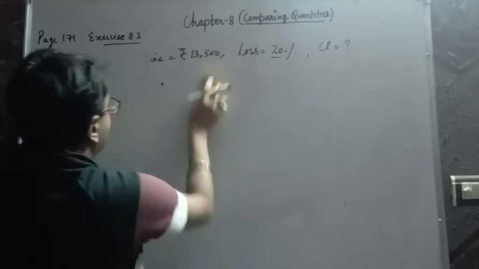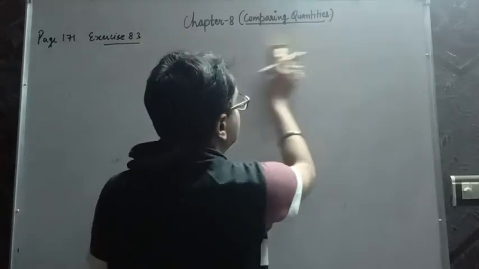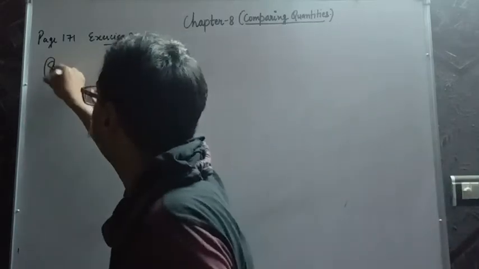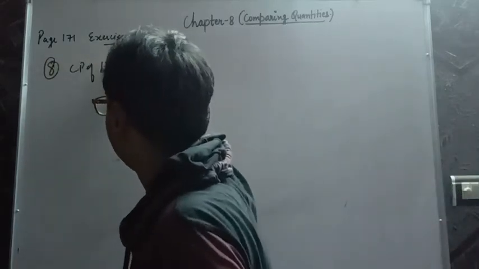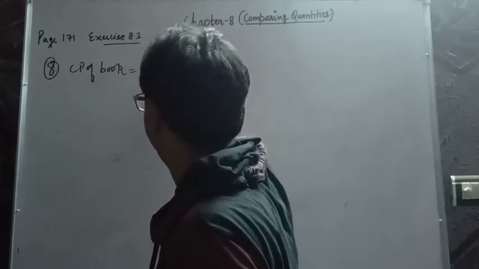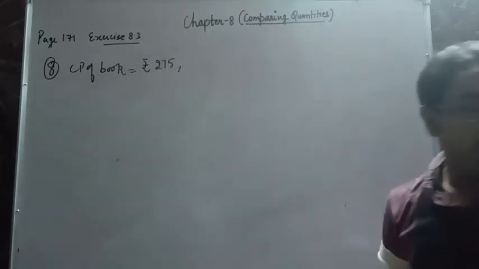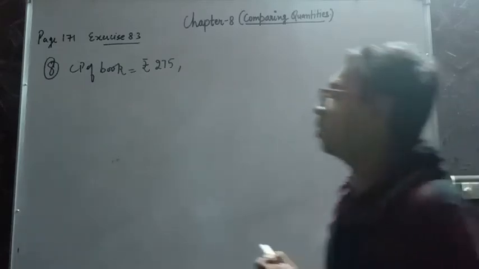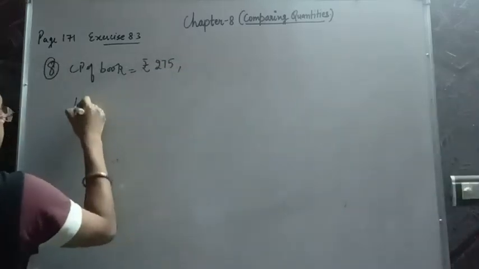Let me read it out. If you are able to solve it, you can do it yourself because I think nothing is there. Amina buys a book for rupees 275. What do you mean by buying a book? It means CP is given. What is the CP in this question? CP of the book is rupees 275. Okay, no problem. Next, sells it at a loss of 15%. Okay, loss percent.